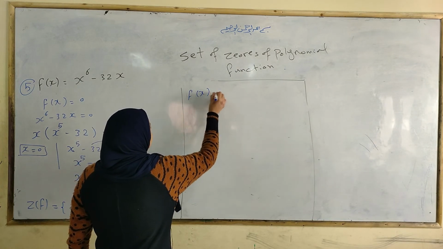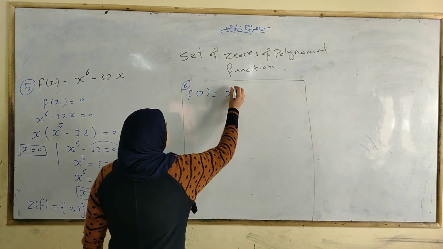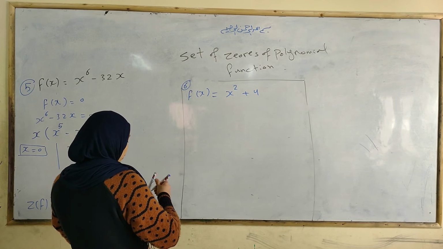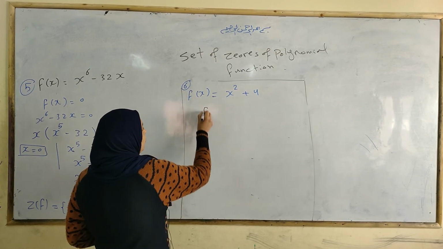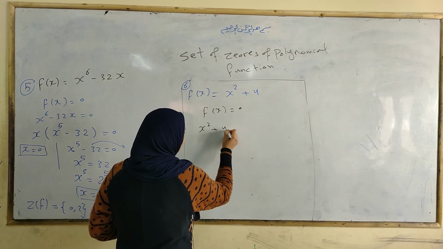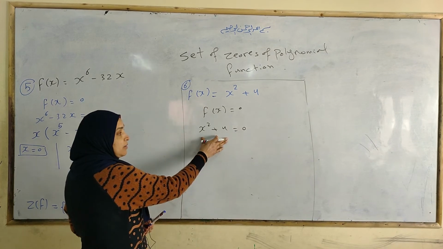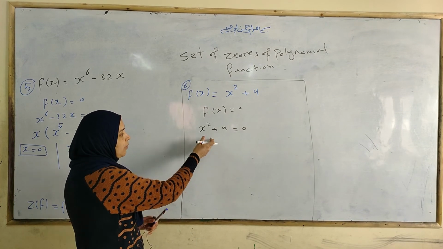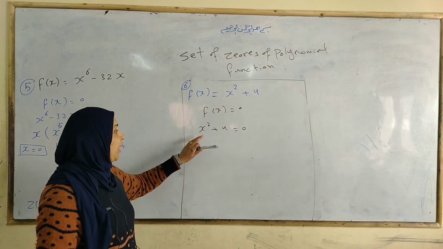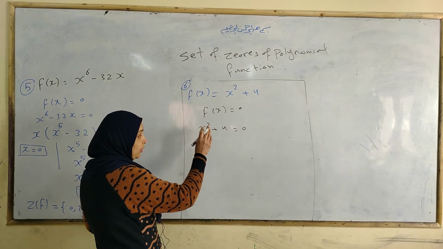Number 6, f of x equals x power 2 plus 4. We must put f of x equals 0. So x power 2 plus 4 equals 0. Can we factorize? What is the name of this expression? Sum of two squares. Can we factorize a sum of two squares? No.